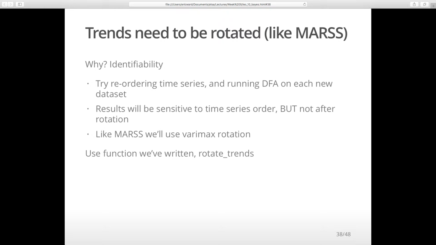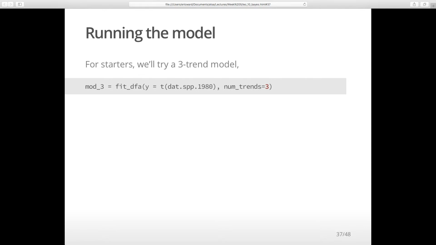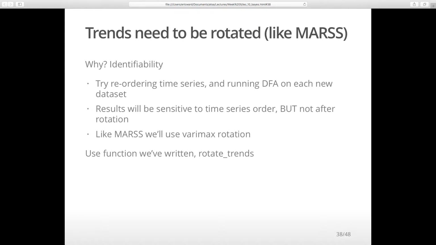Okay, given that we've fit our model, we've stored this stanfit object in mod_3. Just like MARS, we have to rotate our trends, and so the exact same process needs to be taken here. And primarily, I think the main justification is for identifiability. One thing you can try is that if you want to use the MARS package to do this, you can, or you can use our fit DFA function.